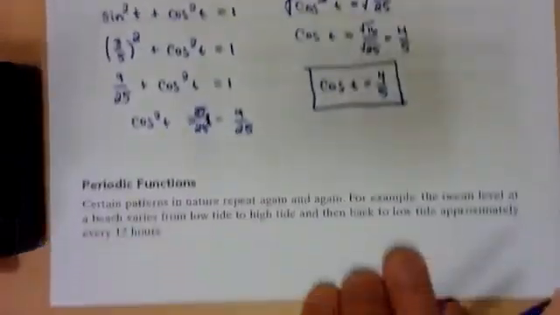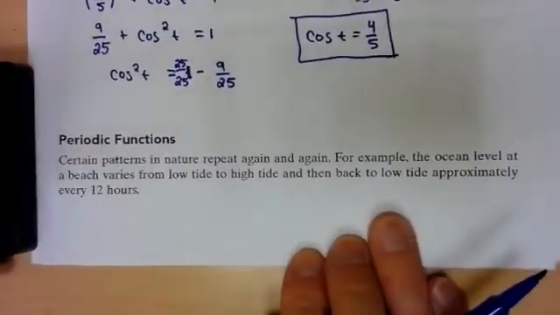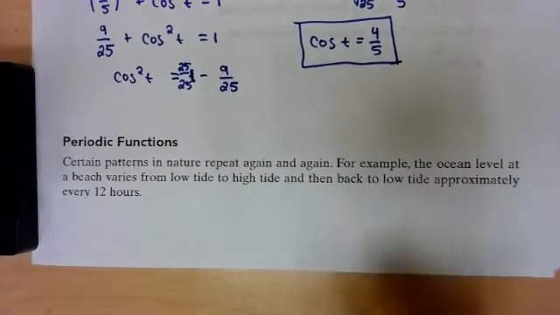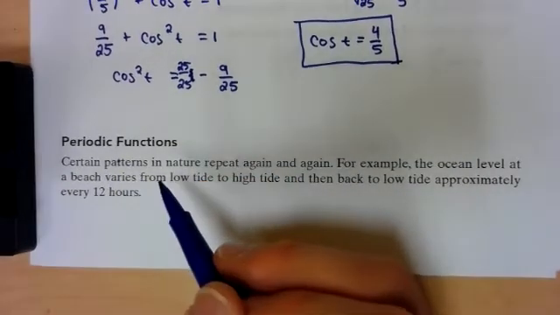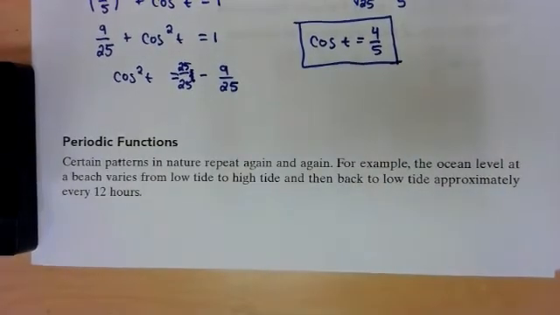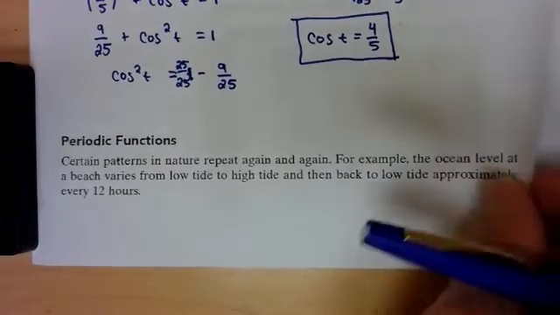All right, one thing I mentioned earlier is periodic functions, okay? And that's what all these trig functions are. They're functions that repeat, and that's what this is saying. Certain patterns in nature repeat again and again. For example, the ocean level at a beach varies from low tide to high tide and then back to low tide approximately every 12 hours. Okay, it can be modeled by trig functions. That's why trig functions show up all over the place.